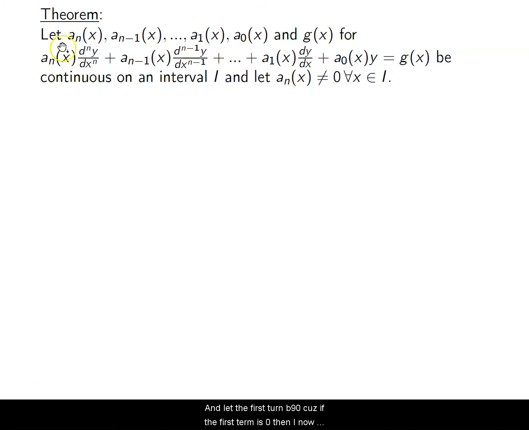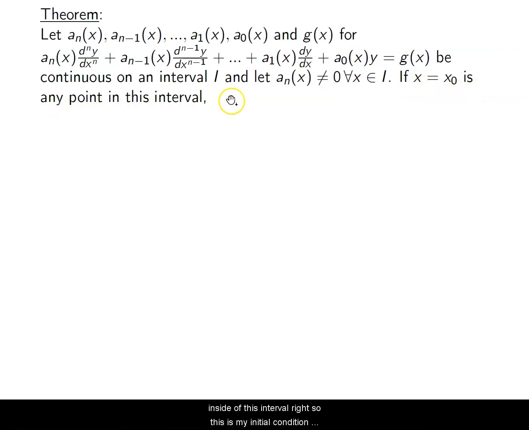And let the first term be non-zero, because if the first term is 0, then I now have a lower order, and that would not be my a sub n, right? So here a n of x is non-zero. So not only that, but notice it's a function, right? So it needs to be non-zero over my interval of existence. Okay, so over the interval of existence, it's non-zero. Anytime that it is 0, well, you're then looking at sort of the boundaries of the interval that you're continuous on, basically, right? So if x equals x naught is any point inside of this interval, right?